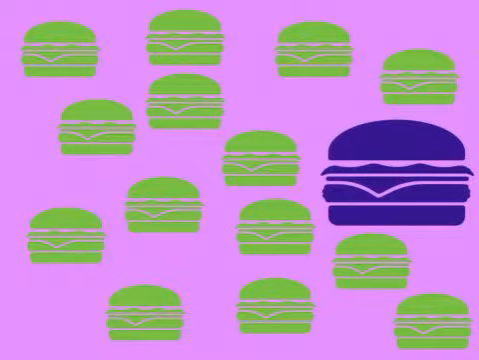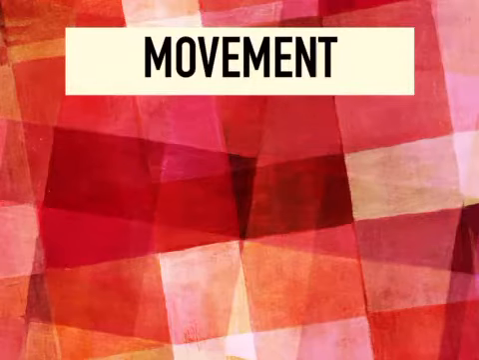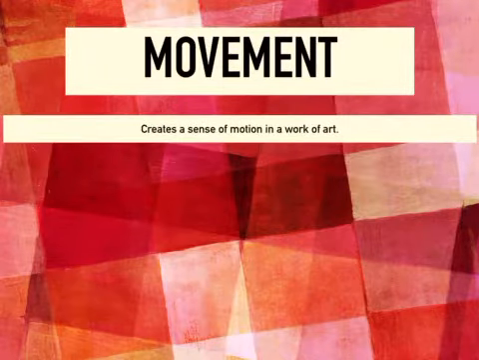However, now we have some emphasis. That burger is larger, it's a different color, and it's a dark color that contrasts to the light colors. Now we're going to talk about movement. Movement creates a sense of motion in an artwork.